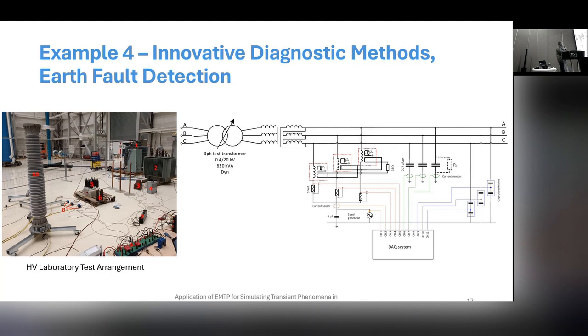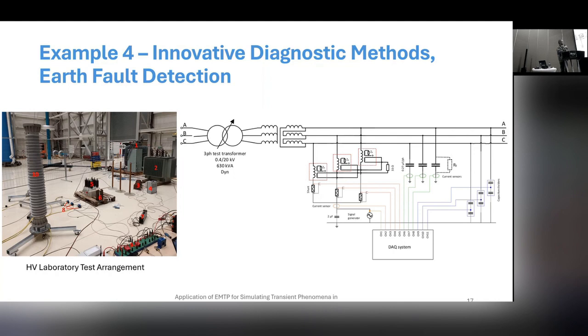So here you can see the test setup in the laboratory, simulating the circuit shown on the right. Here we have a low voltage regulating transformer and a small power transformer, but on the medium voltage side, let's say 20 kV, the network is isolated, and we put capacitors which simulate the cable. There we performed earth faults over resistance, different types of, let's say, real faults. Here you can see all the measurements.